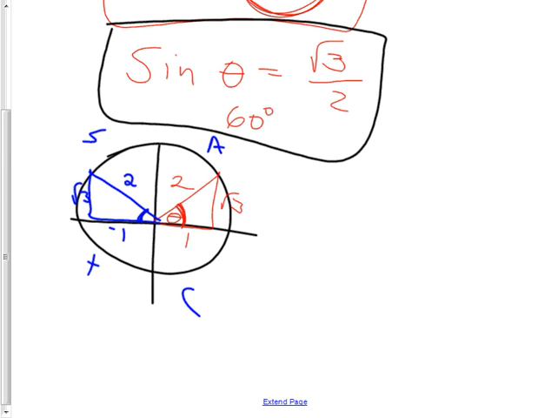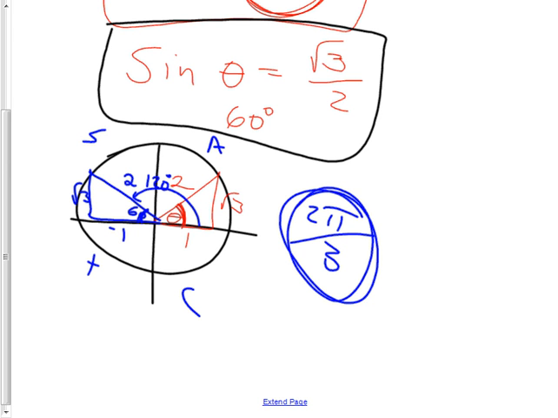Okay. And what other angle would also give you root 3 over 2? That one. And if this is the 60, then that must be the 120. And if that's 120 degrees, then in radians, you should be getting decent at this now. 2 60s, and each 60 is pi over 3, so 2 pi over 3. All right. And this one was just 1 pi over 3.